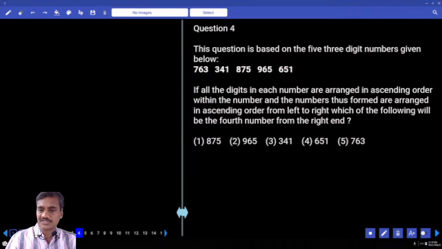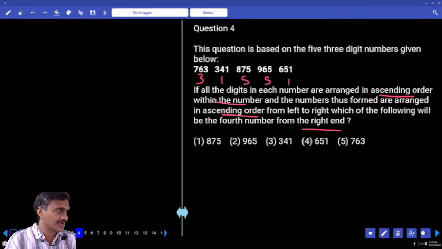And if all the digits in each number are arranged in ascending order within the number, and the numbers that are formed are arranged in ascending order from left to right, which of the following will be fourth from the right hand? That is nothing but second from the left hand. All the numbers are arranged in ascending order. The first digit is 3, here it is 1, and this is 5, this is 5.